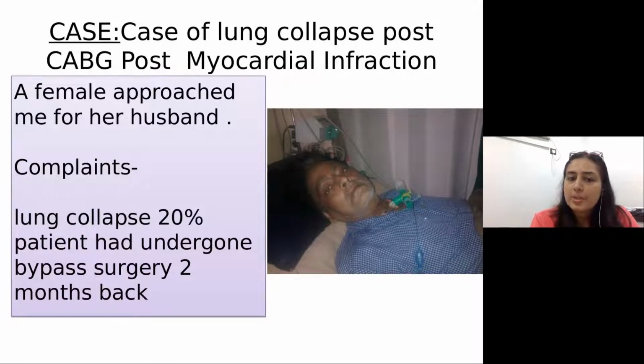So this is a case of a lung collapse, which was after a CABG. The patient had a myocardial infarction. After 15-20 days, this person landed into a lung infection. He took some antibiotics, and after taking antibiotics, this person ended up with a lung collapse. So the wife of the patient approached me saying that her husband had been admitted in hospital for maybe 10-20 days and he had no signs of recovery. His lungs had collapsed up to 20%, and this patient had undergone a bypass surgery a few months back.